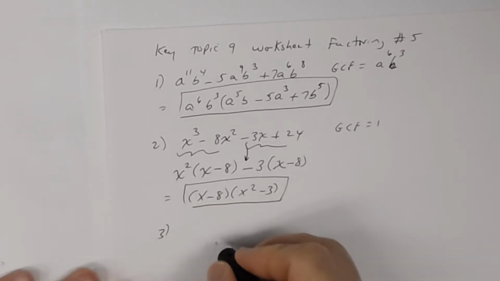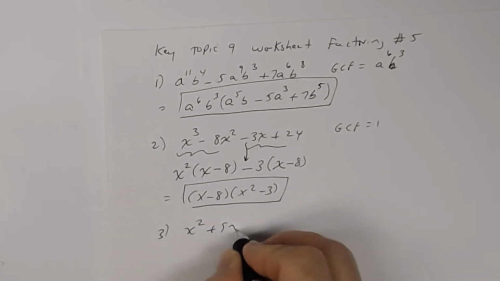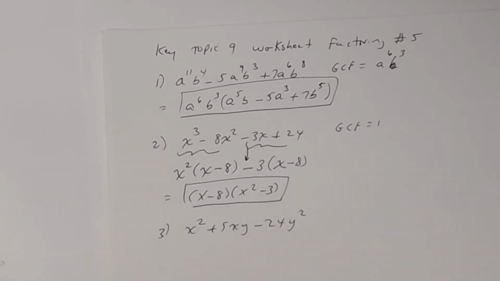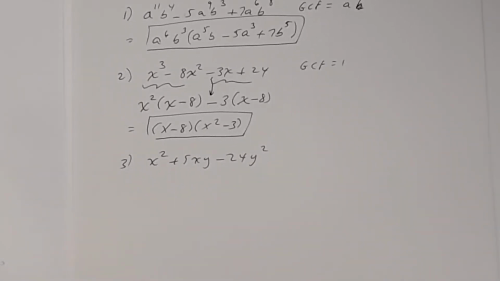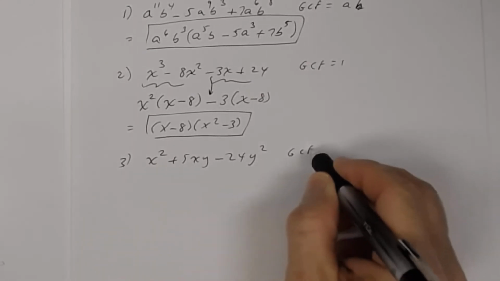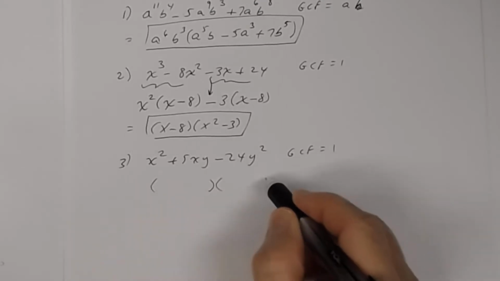Okay, number 3, we have x squared plus 5xy minus 24y squared. Okay, so number 3, the GCF again is 1, but this time I have 2 variables, so you've got to be careful. Some students forget about those 2 variables. So I'm going to go directly to the 2 binomials.